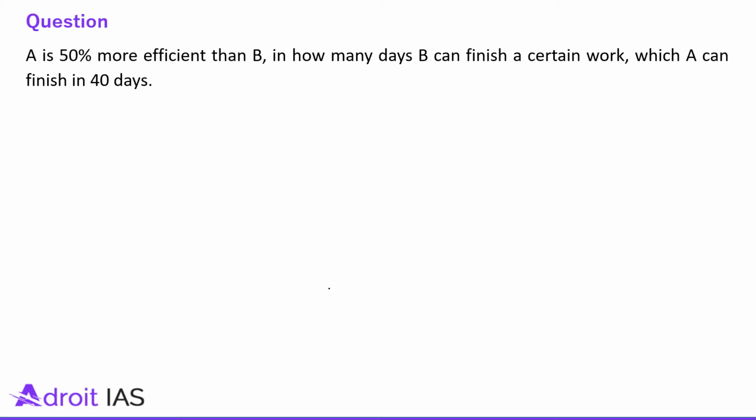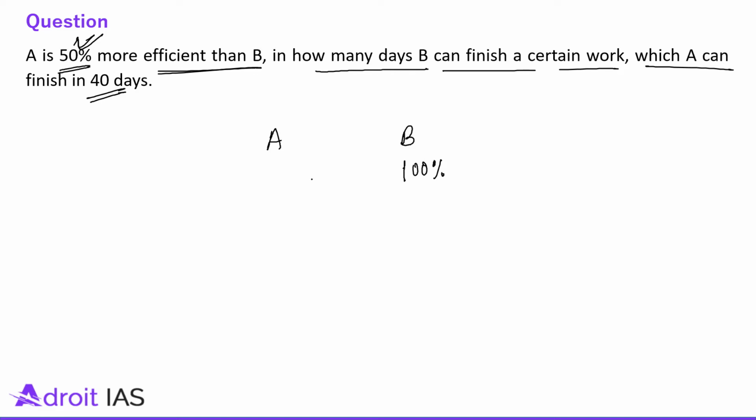First question says A is 50% more efficient than B. In how many days can B finish a certain work which A can finish in 40 days? See everyone, the question says A is 50% more efficient than B. So B is 100% and A is 50% more efficient, which means A will be 150%. So the ratio of the efficiencies of A and B is 150 is to 100, which is 3 is to 2.